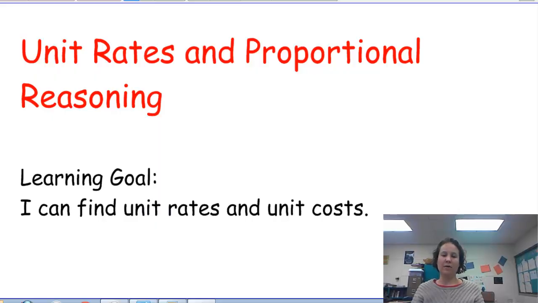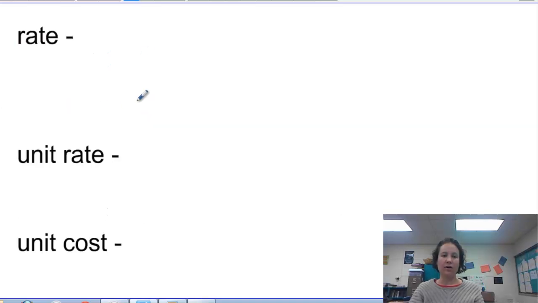Everybody, today we're going to be talking about unit rates and proportional reasoning, and this goes with the learning goal: I can find unit rates and unit costs. So here are a few definitions that you'll want to put into your notes.